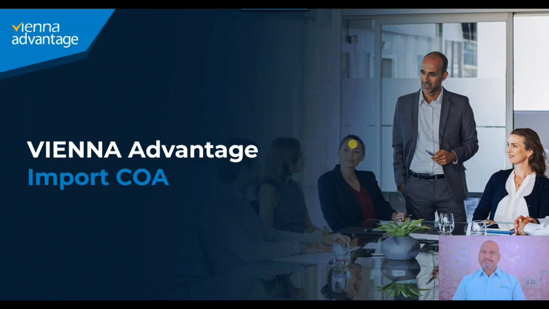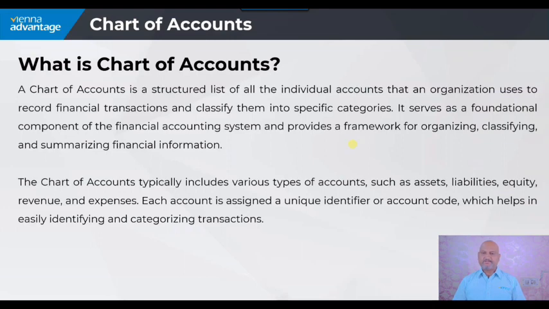Okay. Now, what is basically the chart of account? These are the ledger codes. A chart of account is a structured list of all the individual accounts that an organization uses to record financial transactions and classify them into specific categories. It serves as a foundational component of the financial accounting system and provides a framework for organizing, classifying, and summarizing financial information. The chart of account typically includes various types of accounts such as assets, liabilities, equities, revenue, expenses.